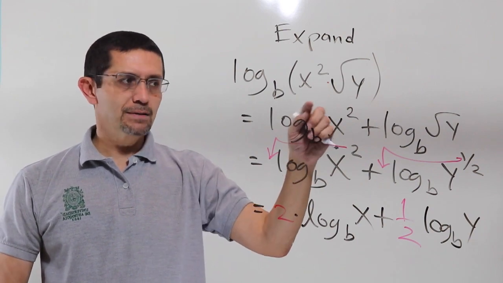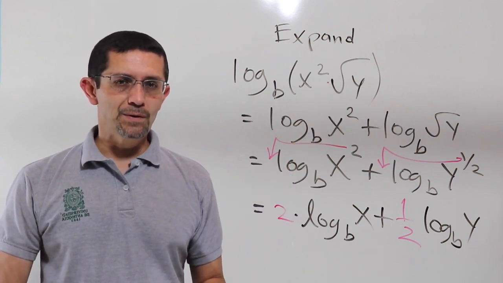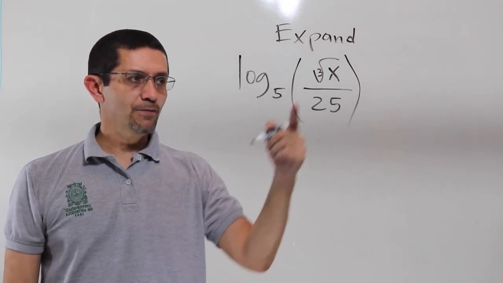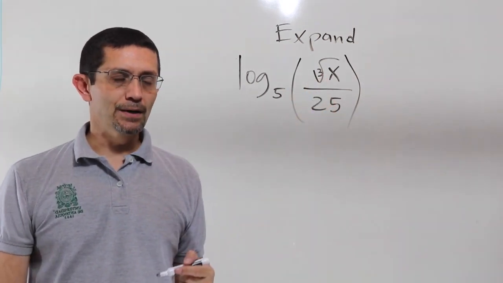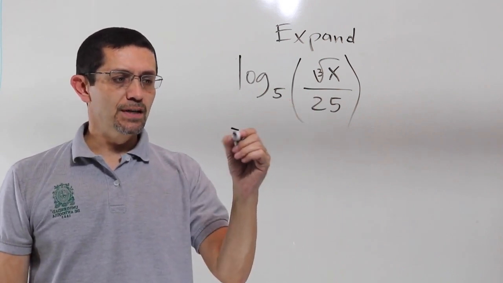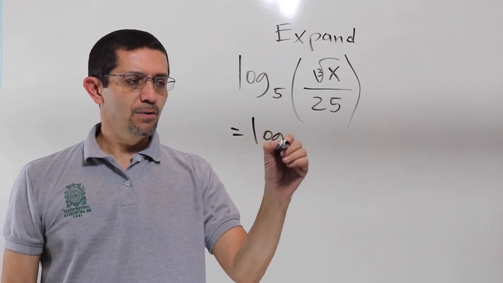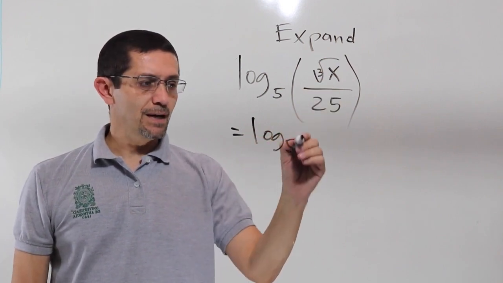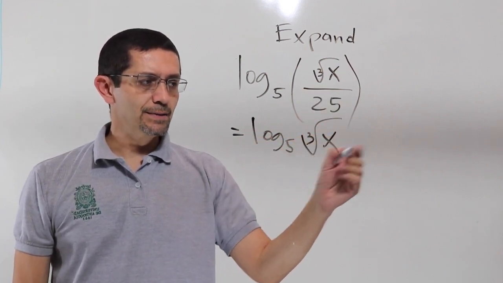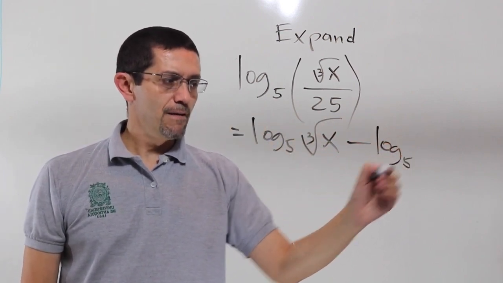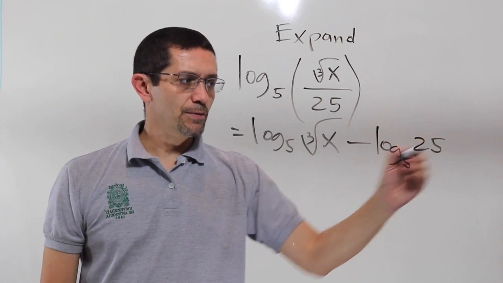First the product, then my exponents. Let's try another one. Now I have this, log on base 5 of cube root of x over 25. Division, first thing I do is I break that into a difference. So I have log on base 5 of the top, which is cube root of x, minus log same base of the bottom, which is 25.